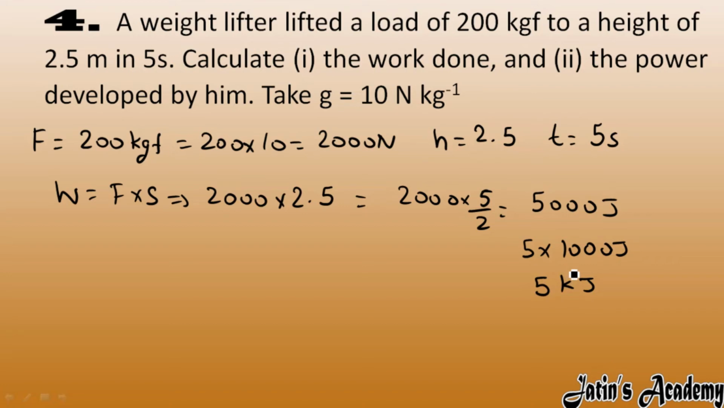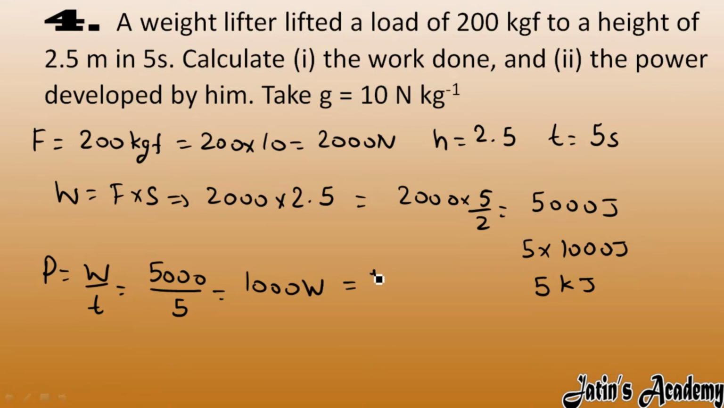Next we have to calculate the power. Power is equal to work done per unit time. Work done we have 5000, and for power, time we have 5 seconds. So here we got 1000 watt. 1000 watt you can also write as 1 kilowatt. So this is the required answer.